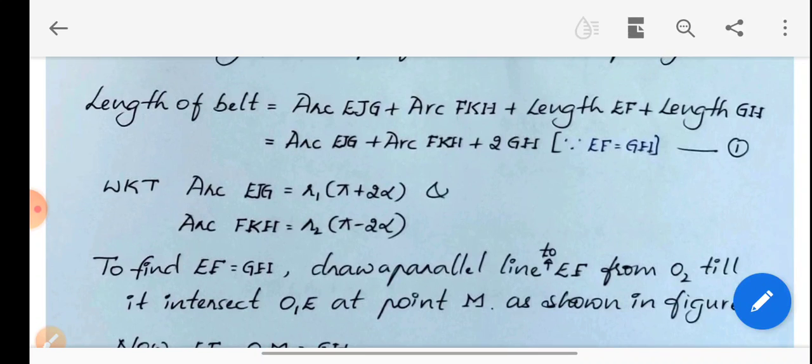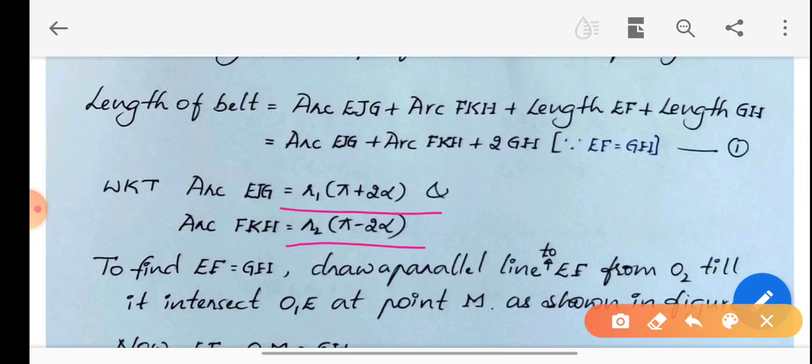So I will write r1 into pi. Here pi is not simply 180 degrees, it is pi plus 2 alpha. That is, I have written r1 into pi plus 2 alpha. Similarly, for arc FKH it is r2 into pi minus 2 alpha. So the formula is pi r. Here for r we have written r1 and r2. For pi, it is pi plus 2 alpha for the bigger pulley and pi minus 2 alpha for the smaller pulley, right?